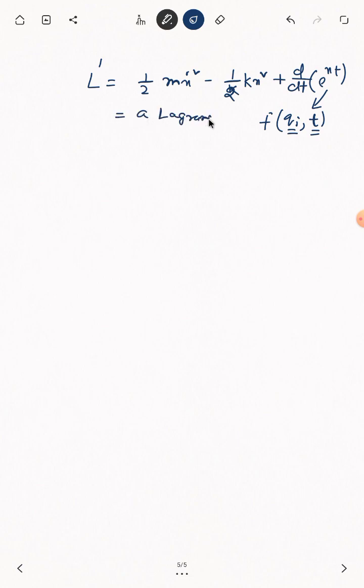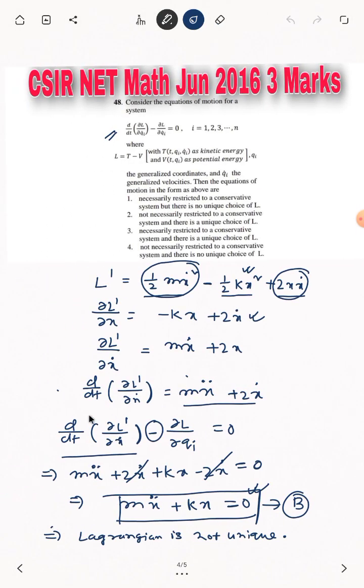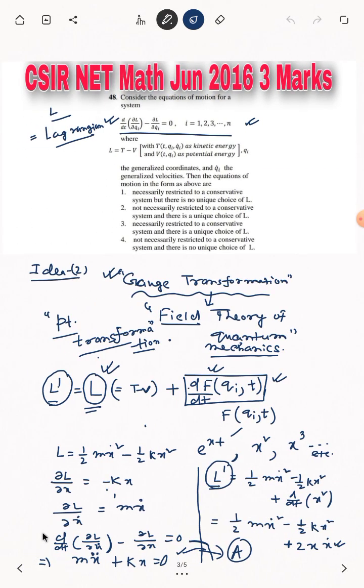This is the result. This is an important result. Several times CSIR has asked questions on it. We will see it later. Clear? So Lagrangian in general is not unique, but the equation of motion under gauge transformation will remain unchanged. This is important. Under gauge transformation, EOM, that means equation of motion, will remain unchanged.